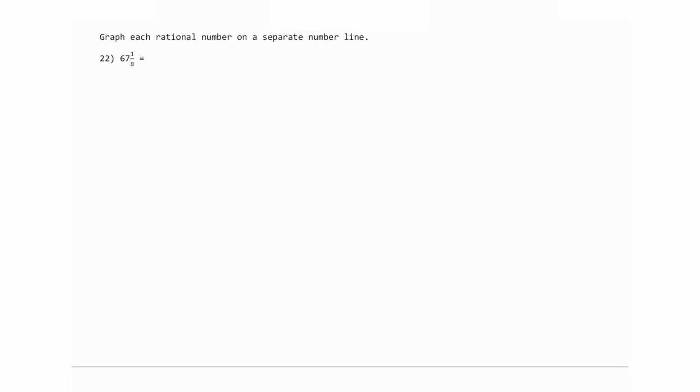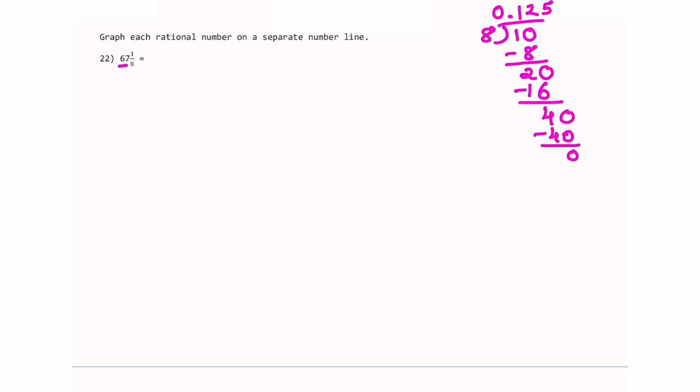We are first going to convert this into a decimal number. Now 67, we don't need to do anything. We'll just play with 1 over 8. If you divide 1 by 8, it can't go, right? So 0.1, minus 8, 2. 0 times 2 is 16. 4, 0 times 5 is 40, right? So this is basically 67.125. Now how do we put this on a number line?